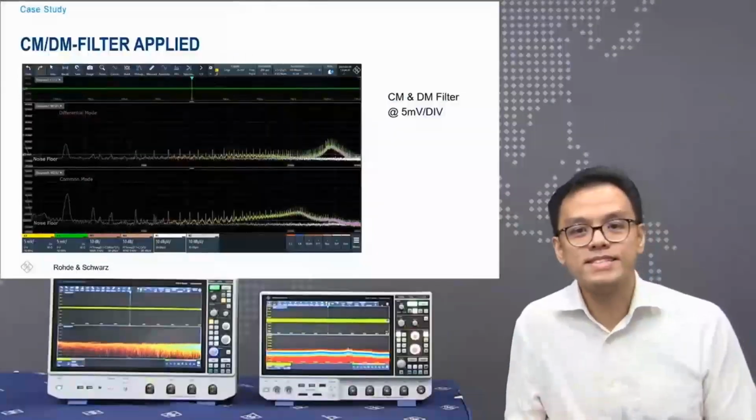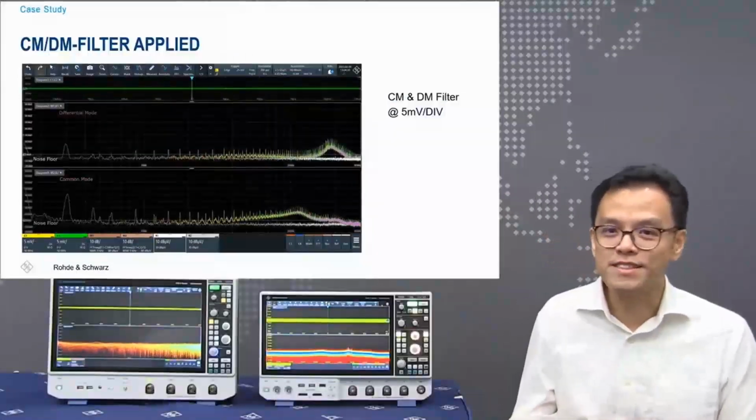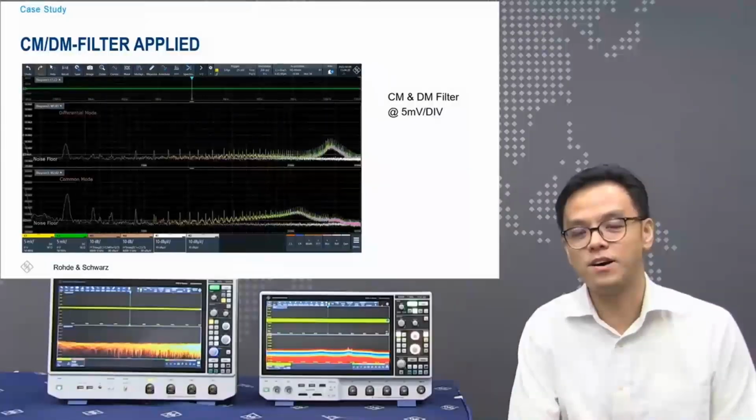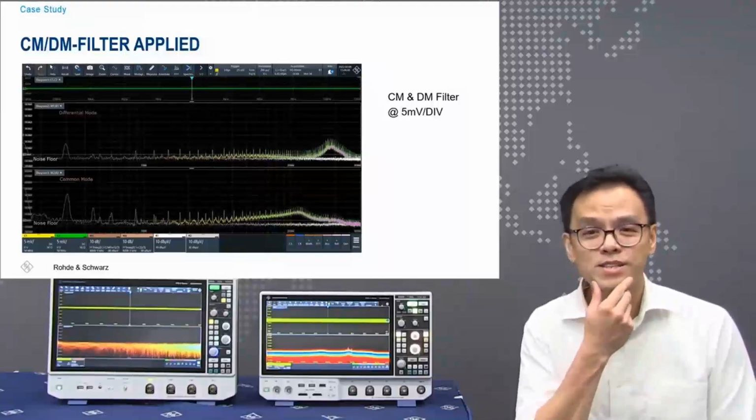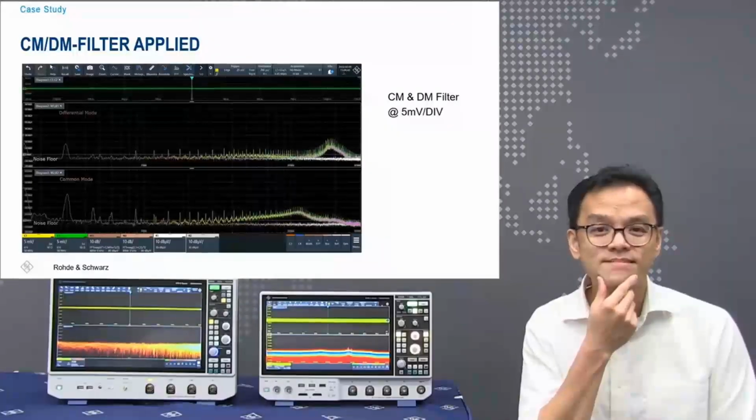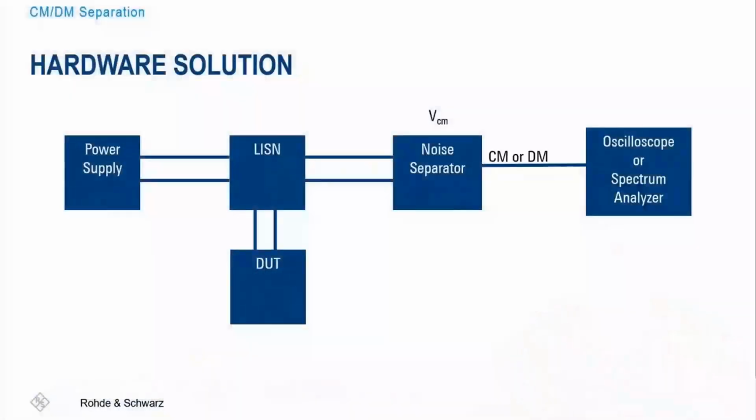Well, this method is effective, but not everyone may have access to high-quality oscilloscopes. Is there an alternative hardware solution? Indeed, there is. It's called a noise separator. Some receivers are equipped with such a circuit that is designed to separate common mode noise and differential mode noise into different modes.